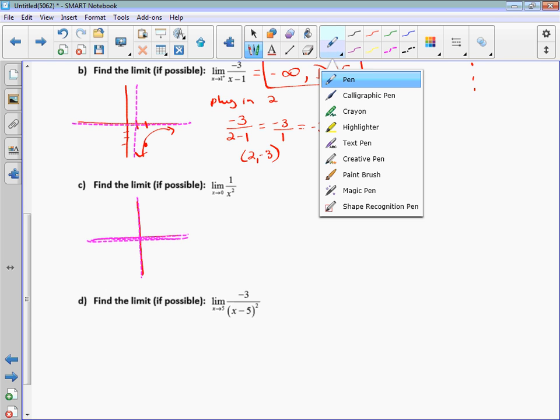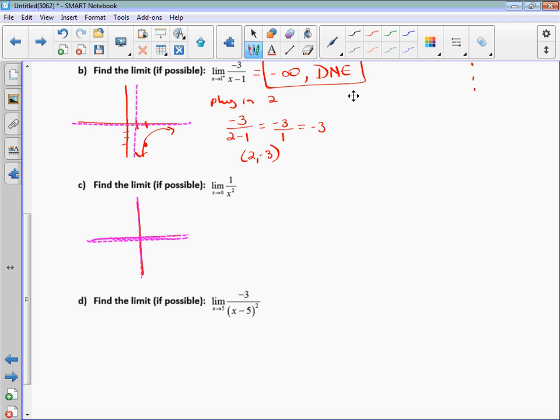Why is it horizontal? That's 0. Anytime it's bottom heavy, you always have the horizontal. Remember, like bottom heavy, top heavy, equal? When's it slant? If it's top heavy, you're not going to do it like this. If there's a slant asymptote, you have it calculated.